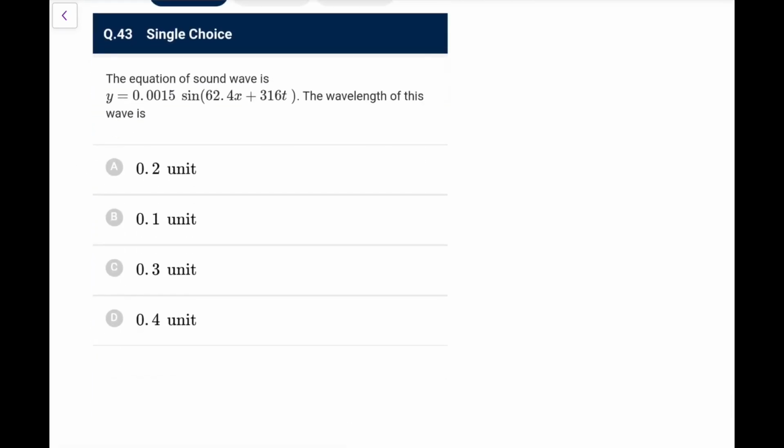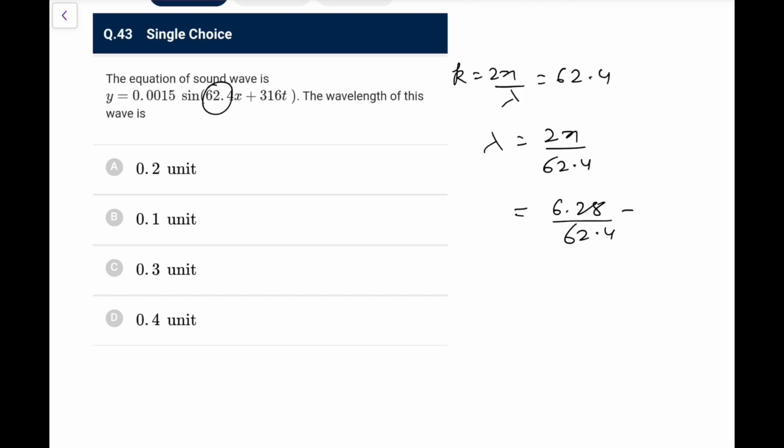The equation of a sound wave is given. The wavelength is, you know, k is 2 pi by lambda, and 2 pi by lambda is 62.4. So lambda comes out as 2 pi upon 62.4. 2 pi you know as 6.28, upon 62.4. So it is approximately 0.1 unit. Go for option B in this case.